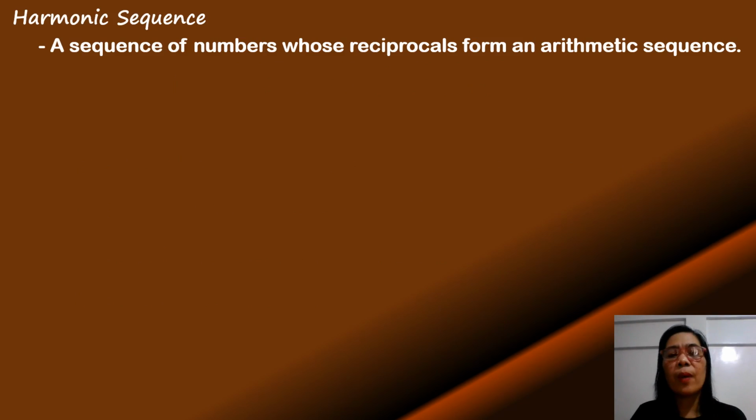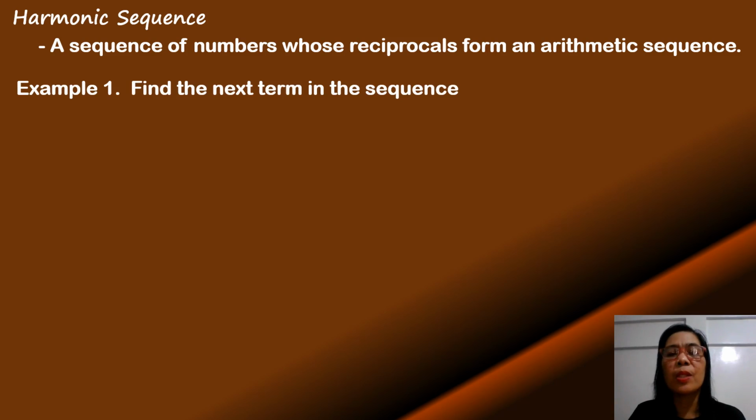Another type of sequence that a given list of numbers may form is the harmonic sequence. A harmonic sequence is a sequence of numbers whose reciprocals form an arithmetic sequence. Let us have this example. Find the next term in the sequence 1/2, 1/5, 1/8, 1/11, and so on.